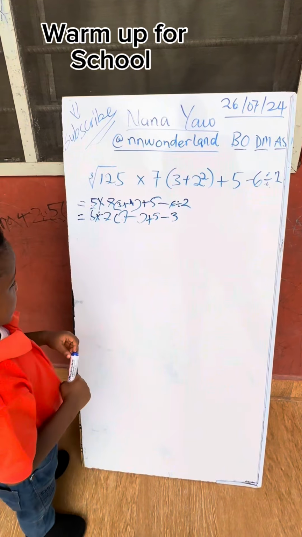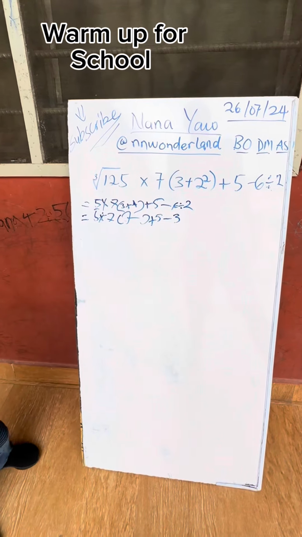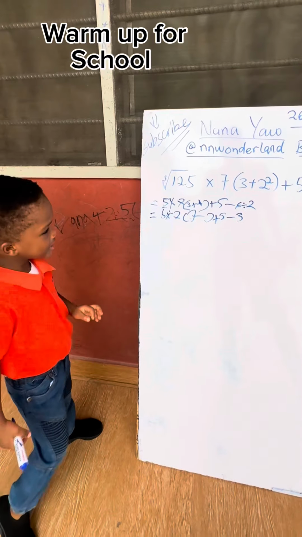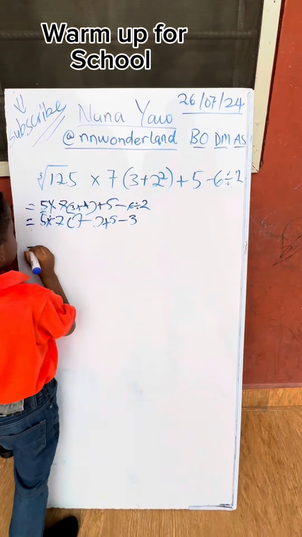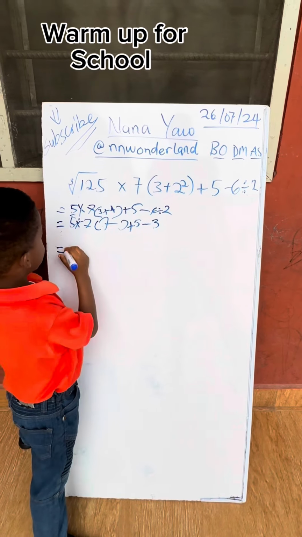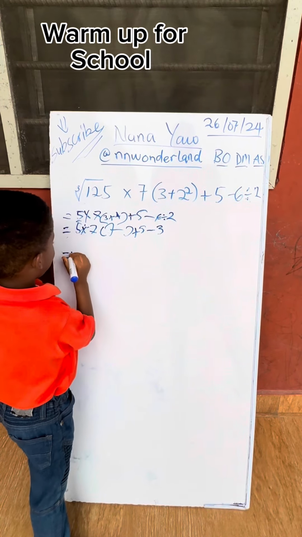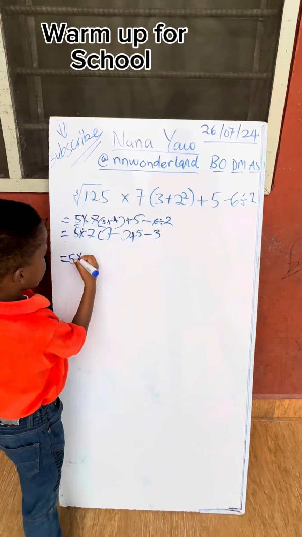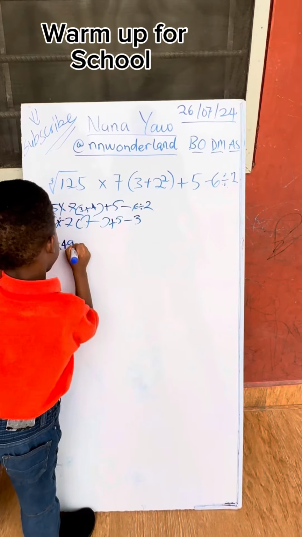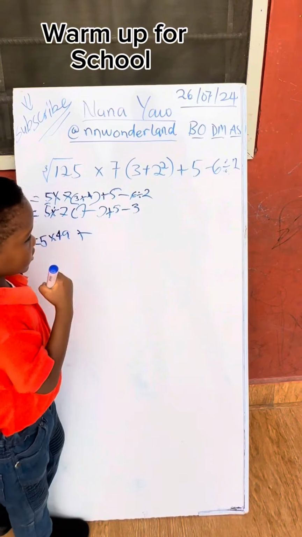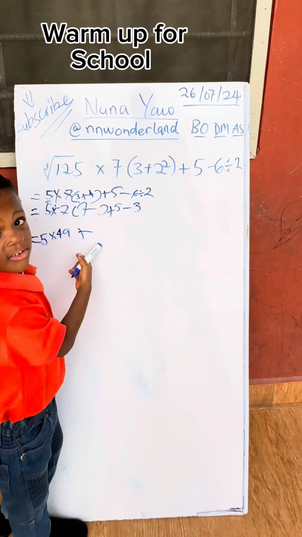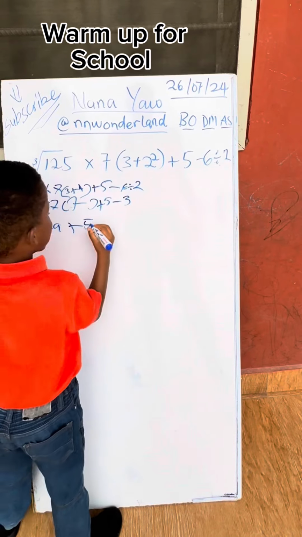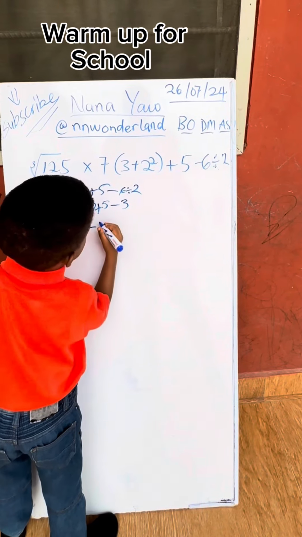And that's in the black hat. Another black hat. Equals to 5 times 59 plus 5 minus 3.